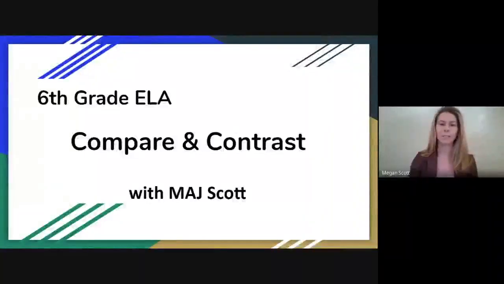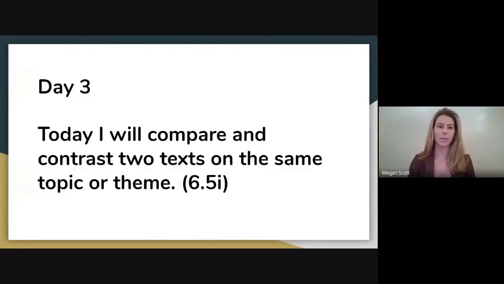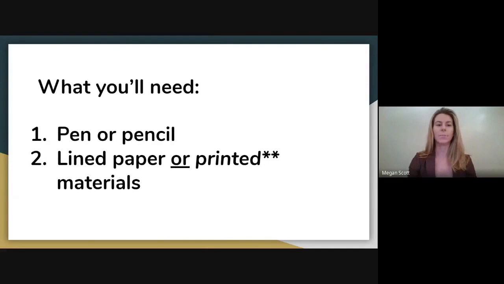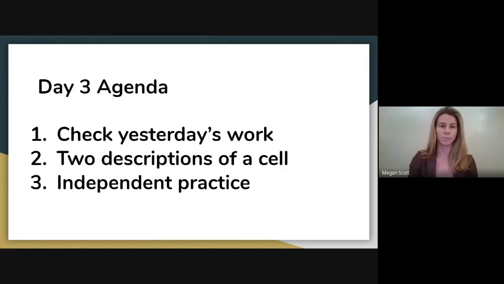Let's get started. We're going to continue this week with Compare and Contrast. This is day 3, and today we will compare and contrast two texts on the same topic or theme. It's the same every day this week. Today, you'll need the same materials, a pen or pencil, and lined paper or the printed materials. I really recommend that you have the printed materials today if you can get them. It's so much more helpful to have today's lesson printed.